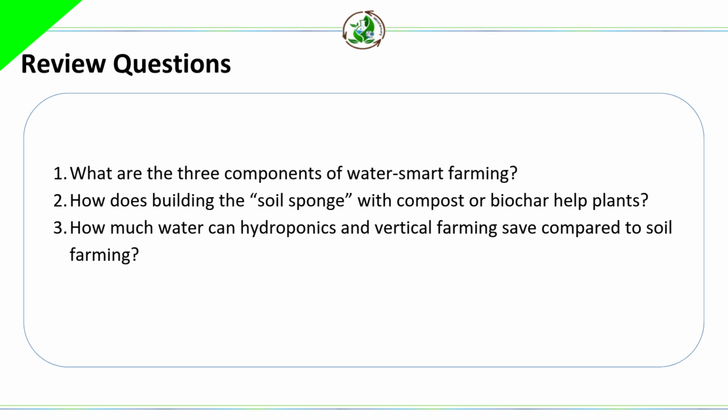2. How does building this soil sponge with compost or biochar help plants? Consider how these amendments affect water retention, nutrient availability, and soil structure. 3. How much water can hydroponics and vertical farming save compared to traditional soil farming? Remember the percentages we talked about in the case studies. These systems can use up to 90% less water. Take a minute to think, then we'll go through the answers as a class.